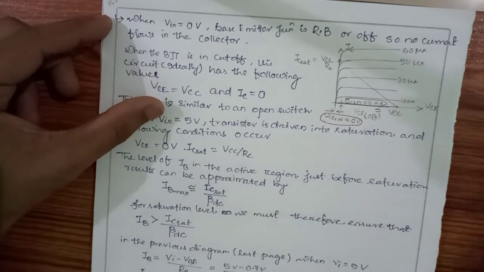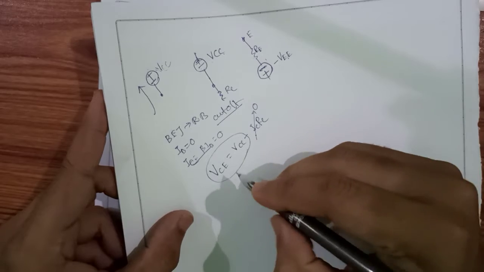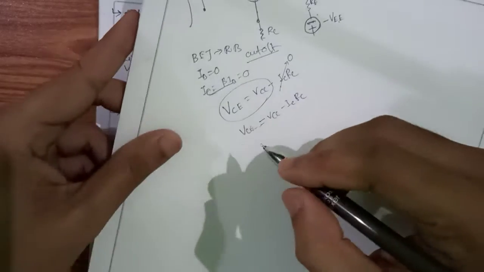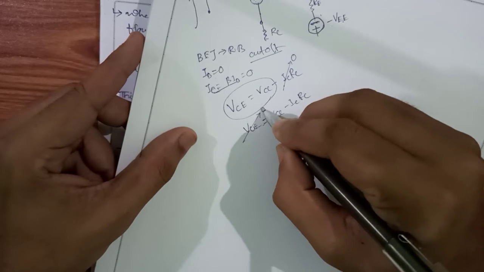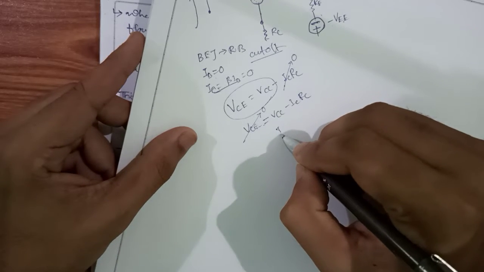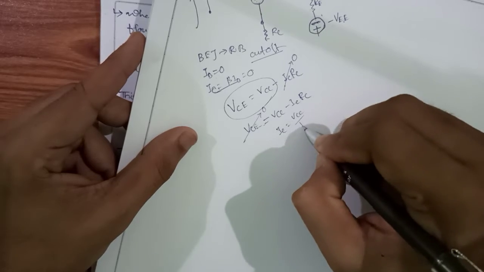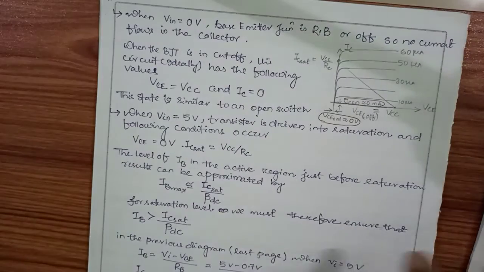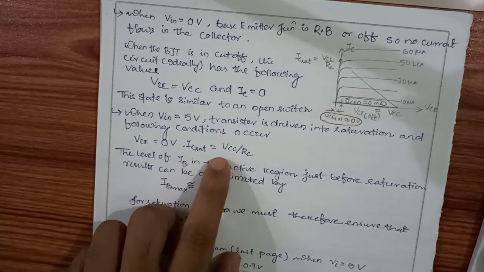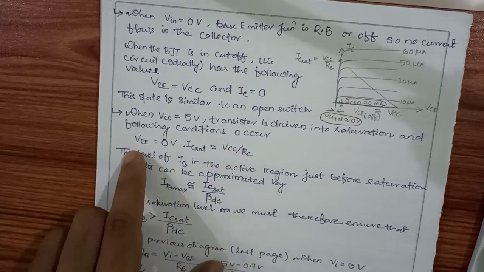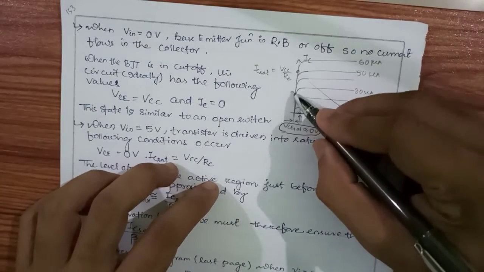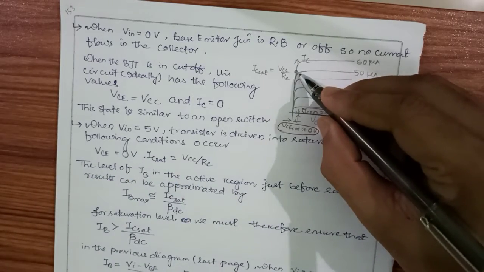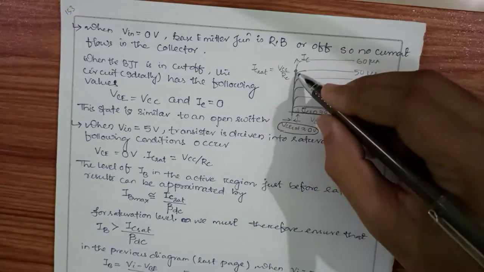So in the saturation region, what will happen? VCE is nothing but VCC minus ICRC. In the saturation region, this VCE will become 0. As our VCE will be 0, our IC is nothing but VCC upon RC. This is the maximum collector current. So your IC sat, that is the saturation current, the maximum current, is IC equals VCC upon RC, and our VCE is 0. So this is our saturation region. In the saturation region, our collector current is maximum, but our VCE, the collector-to-emitter voltage, is 0.